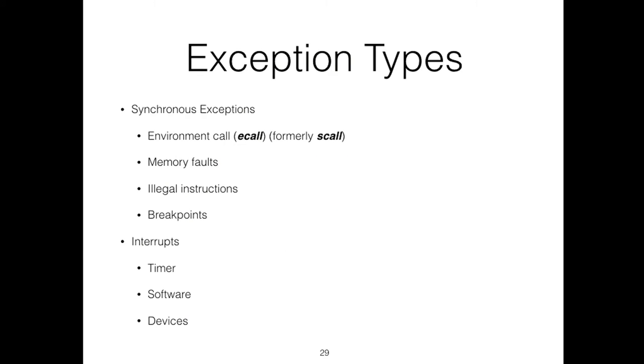It has a lot of the standard exception types you'd expect. For synchronous exceptions, you have something called environment call. This is what you use when you do a system call. It was formerly called S call, but they wanted to make it more generic across different levels, so now they call it environment call. There are memory faults, illegal instructions, breakpoints, and of course interrupts: timer interrupts, software interrupts, devices, et cetera.